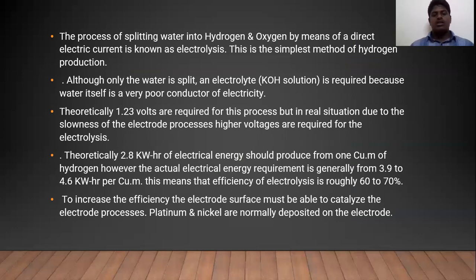Theoretically, 2.8 kilowatt-hours of electric energy should produce 1 gram of hydrogen. However, the actual electrical energy requirement is generally from 3.9 to 4.6. This means that the efficiency of electrolysis is roughly 60 to 70%. To increase the efficiency, the electrode surface must be able to catalyze the electrode processes. Platinum and nickel are normally deposited on the electrode.